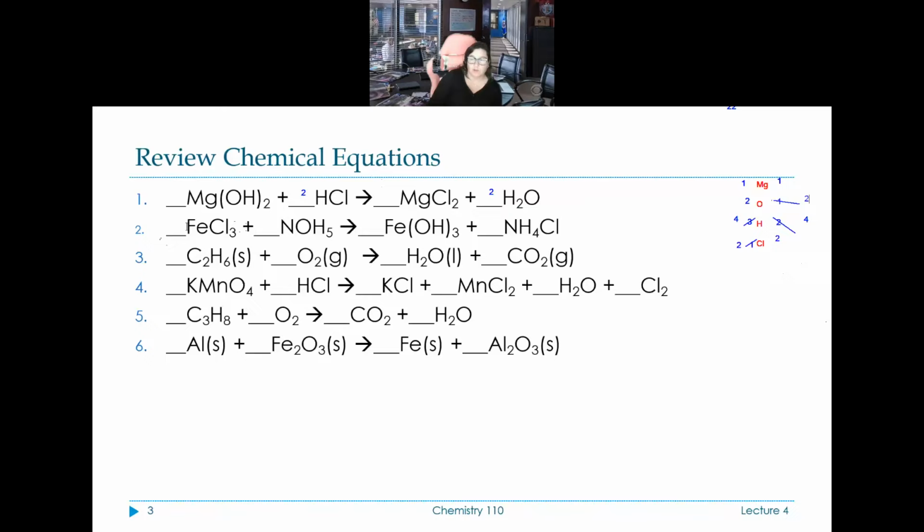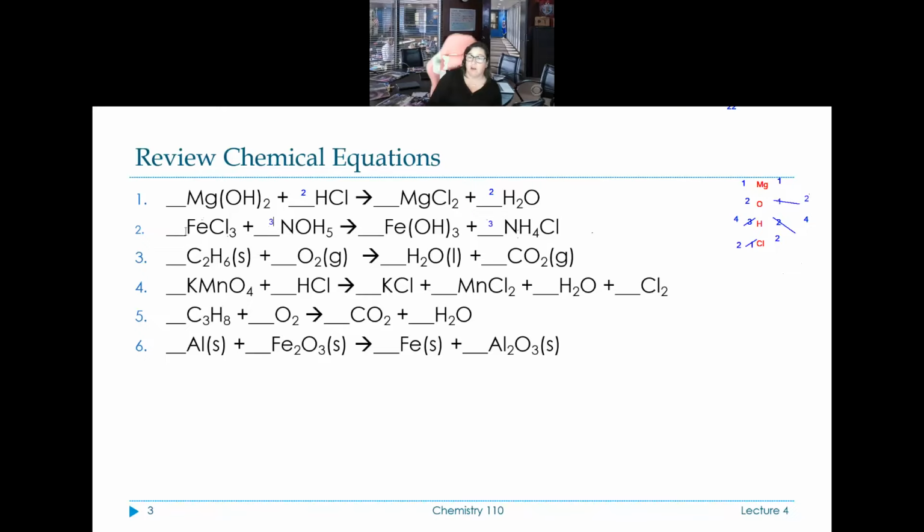keep up. So I have 1 Fe on the reactant side, 1 Fe on the product side. So currently iron is fine. I have 3 chlorines on the reactant side, and I have 1 chlorine on the product side. That's not so fine. So I'm going to multiply this by 3. Okay. Awesome. So iron is still okay. Chlorine is now okay. I have 1 nitrogen on the reactant side, and now I have 3 nitrogens on the product side. So let's multiply this by 3 to make that even.